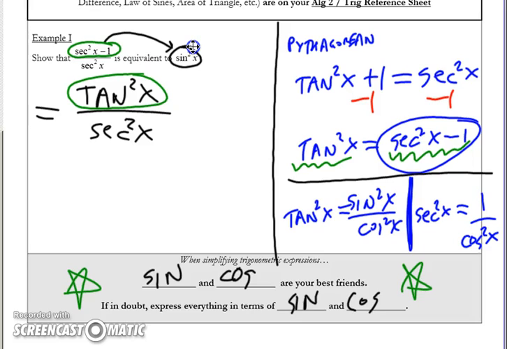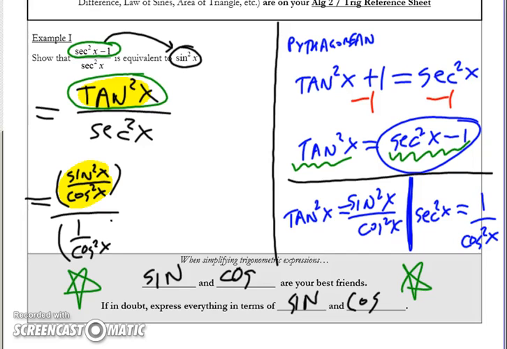We know tangent squared of x, again, is equal to sine squared of x over cosine squared of x. So I'm going to plug that in as my numerator, just highlighting to make sure you're with me. All I did was say that is equivalent to that. Next, we know that secant squared of x is equivalent to 1 over cosine squared of x. So highlighting this to make sure you're with me, this denominator is equivalent to 1 over cosine squared of x. That's just applying the ratio identity. Secant is the reciprocal of cosine. S goes with C, C goes with S.